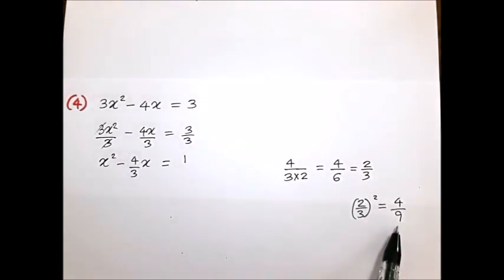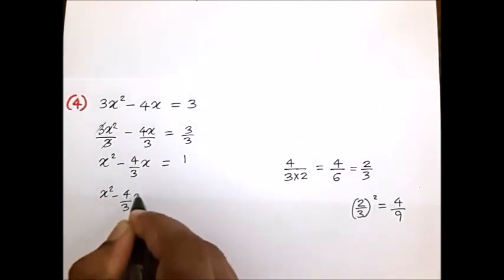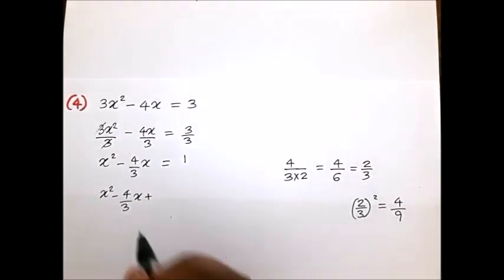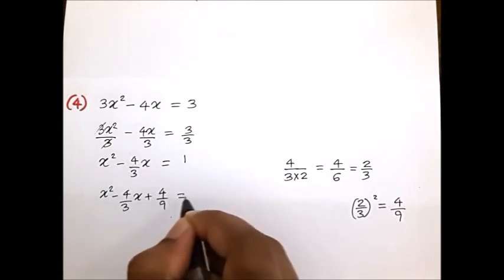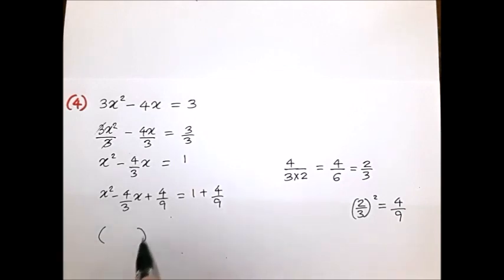Then add this value to both sides of this equation. x to the power 2, 4 over 3 x. Then add 4 over 9 to both sides of the equation. Then write the left side as a perfect square.